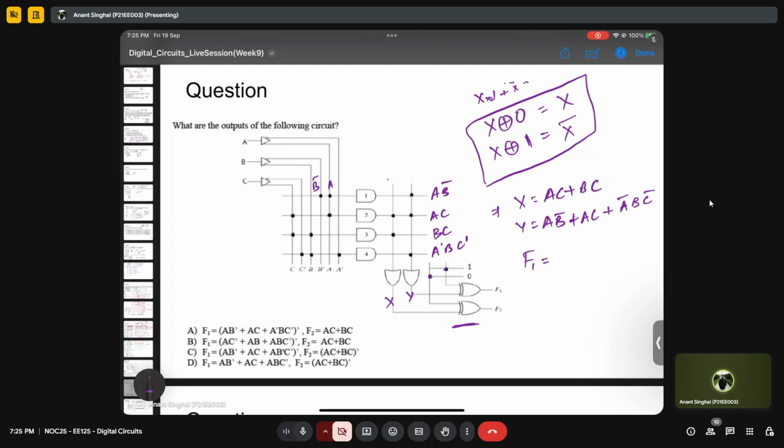So F1 will be basically Y XOR 1, which will actually give you Y bar, and F2 will be X XOR 0, which will actually give you X. So F2 I can clearly say is X, which is AC plus BC. Two options have this, and the complement of Y will be F1. So complement of A B bar plus AC plus A bar B C bar. Yes, so option A is the correct answer. Any doubts here?